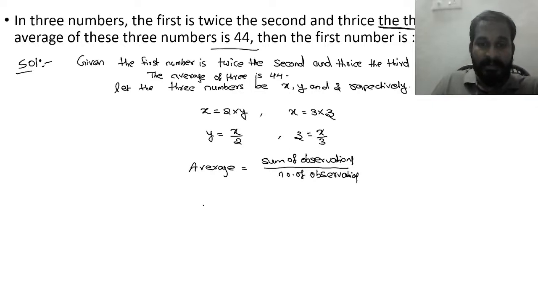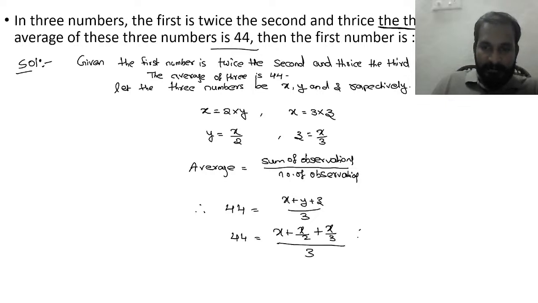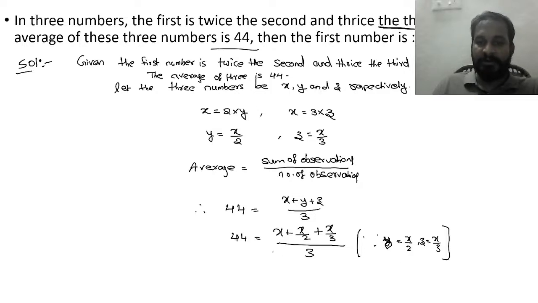Now what happens? Therefore, 44 is equal to (x plus y plus z) by 3. 44 is equal to x plus, in place of y you can write x by 2, and in place of z you can write x by 3, and the whole by 3. In brackets write down: since y is equal to x by 2 and z is equal to x by 3.